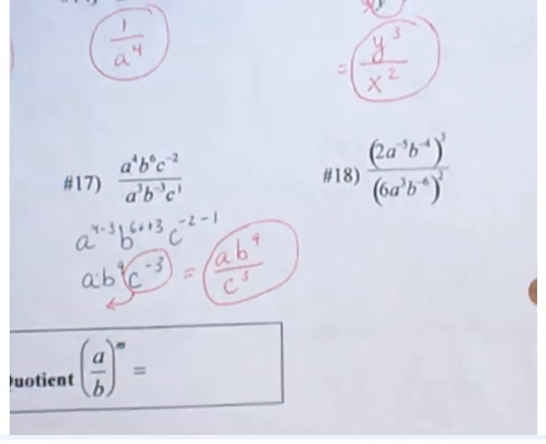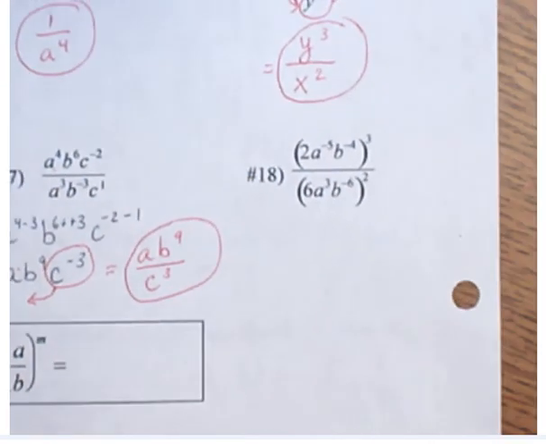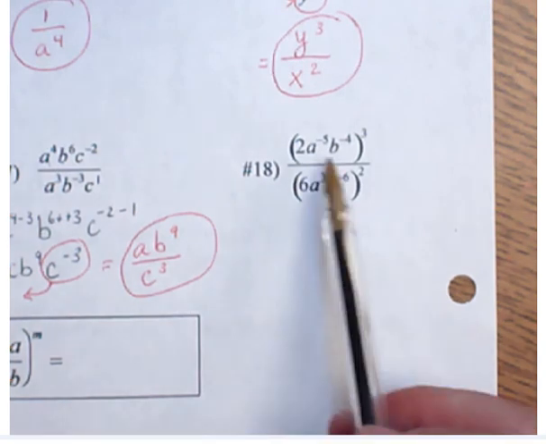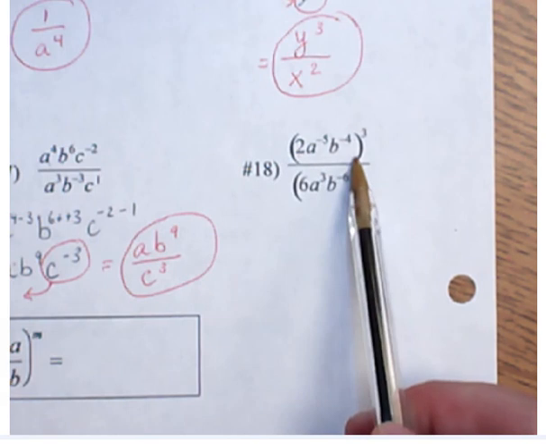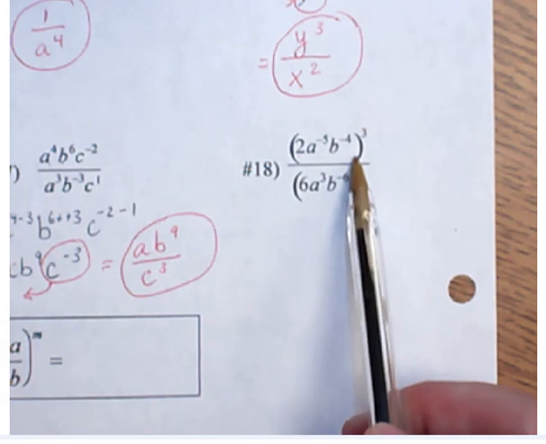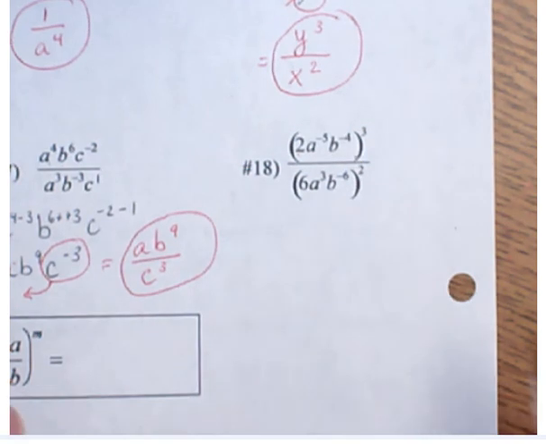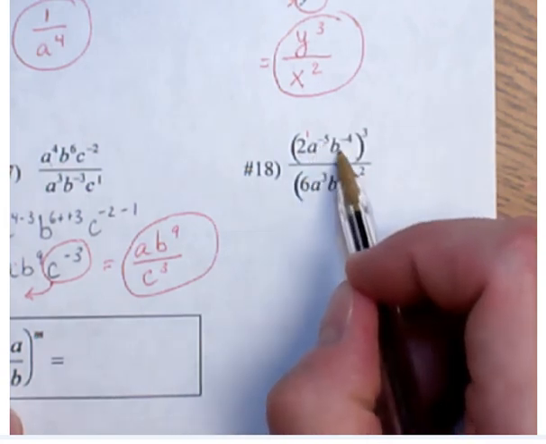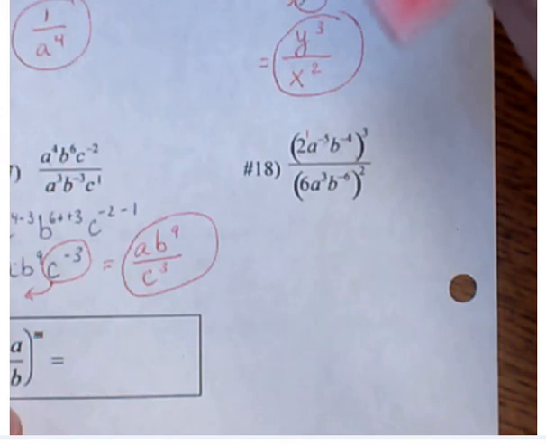All right, let's look at 18 here. All right, there's a lot of stuff going on. Before you do division, you've got to take care of parentheses. It's like order of operations. You got to do parentheses, exponents, then you multiply and divide. All right, so let's see here. 2a to the negative 5, b to the negative 4 raised to the 3rd. Let me zoom in a little bit.